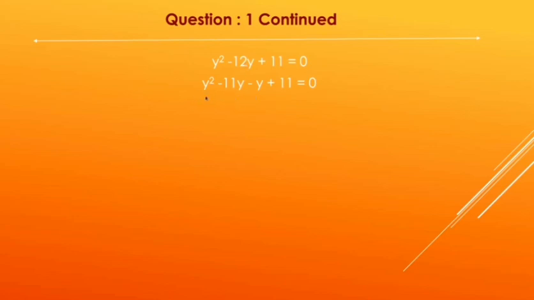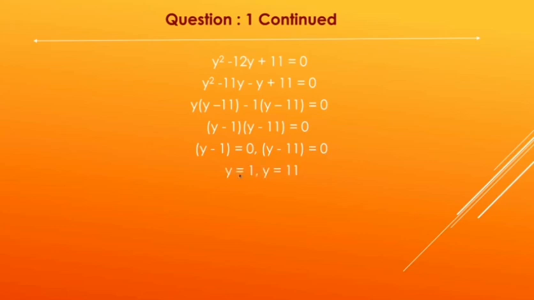We will take y common, so y - 11 will be written in the bracket, and minus 1 common, y - 11 will be written in the bracket. (y - 1)(y - 11) = 0. As the product of two numbers is equal to 0, it means that y - 1 = 0 and y - 11 = 0. So y = 1 and y = 11.